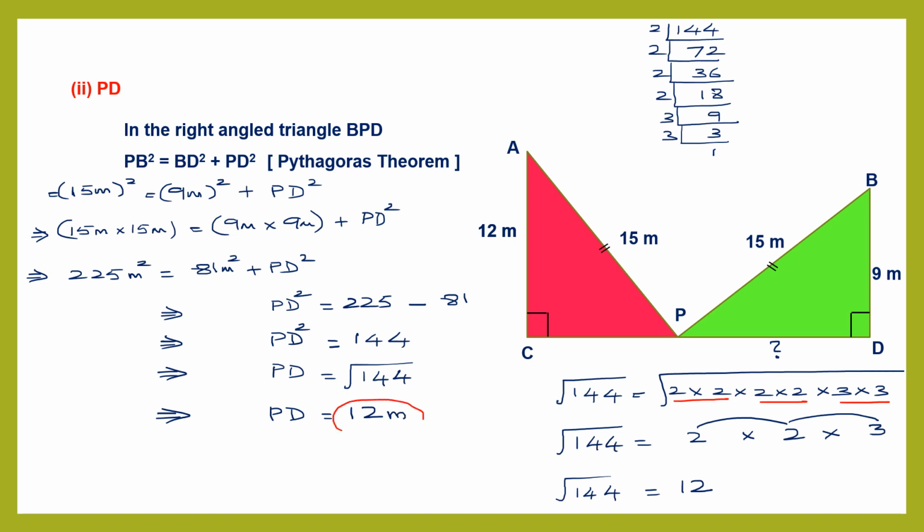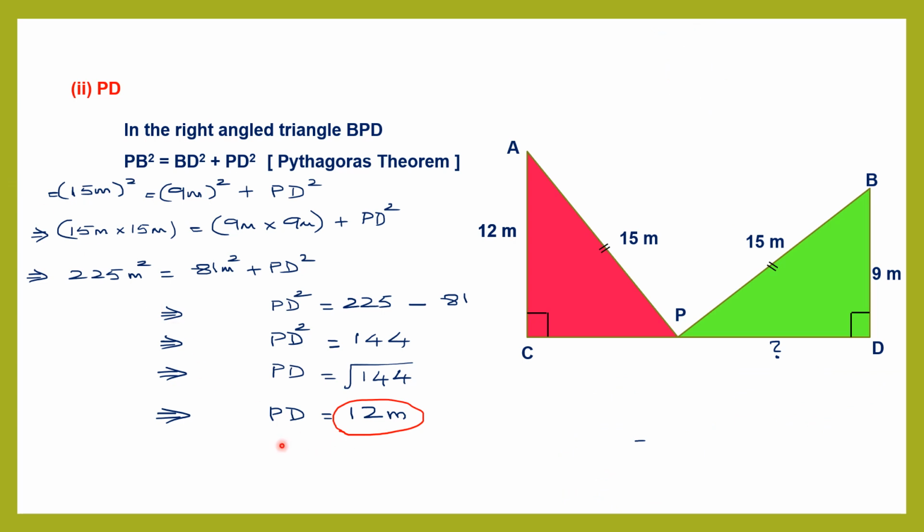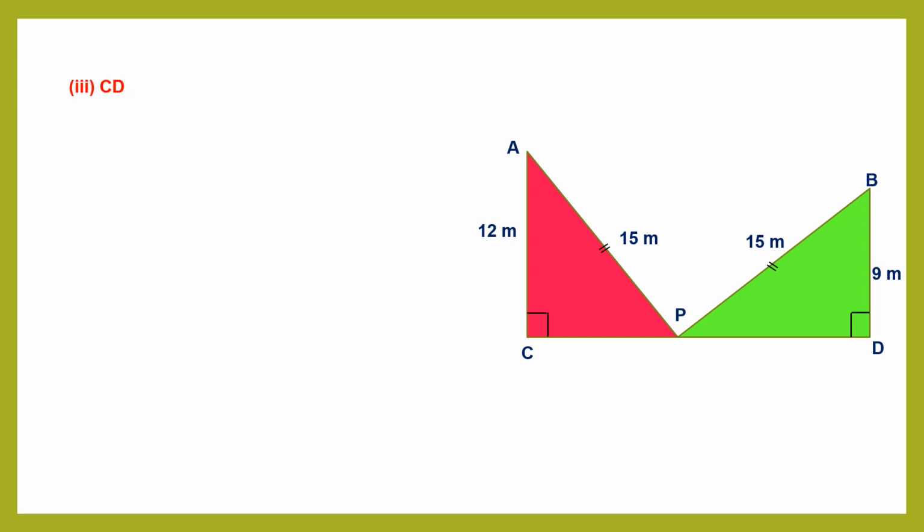So we have found our answer to the second question. And what is the answer? PD is equal to 12 meters. Now we have to find the value of CD. Now where is CD? Now CD is this whole thing, isn't it? This whole thing is CD. That means I have to find CP, and if I add it to PD, I will get my answer. I will know the length of CD.